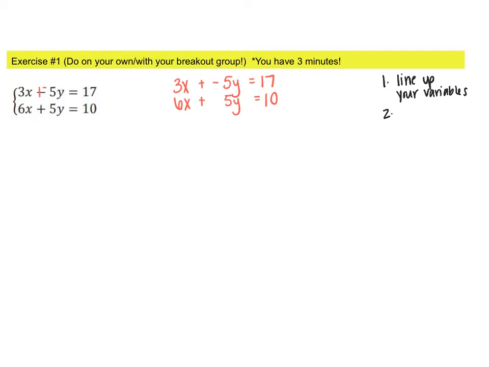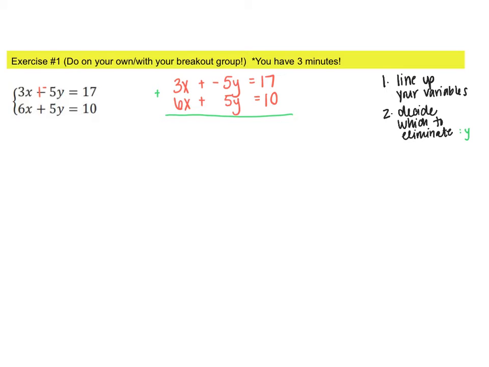Second thing I want you to do is look at your variables. Decide which one you're going to eliminate. Okay? Do you want to eliminate your x's or your y's? Message me in the chat and let me know. All right, well, looking at this, you should have identified really quickly that if you were to add these equations up, your 5's are exactly opposite, and your y's would cancel immediately. So you're going to eliminate your y's.